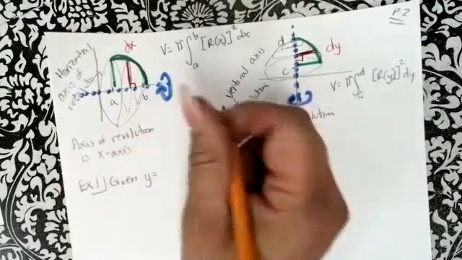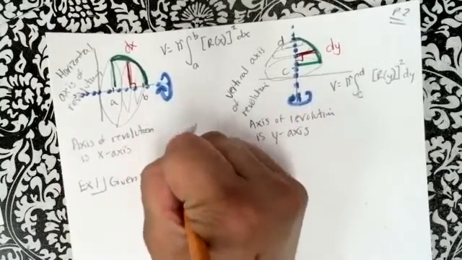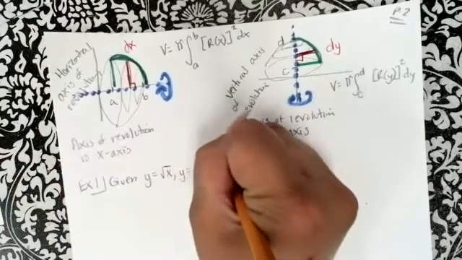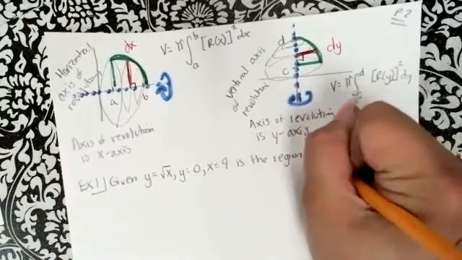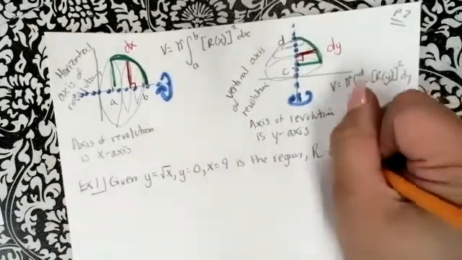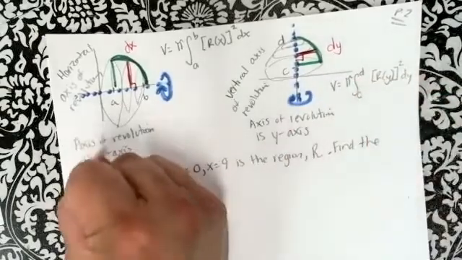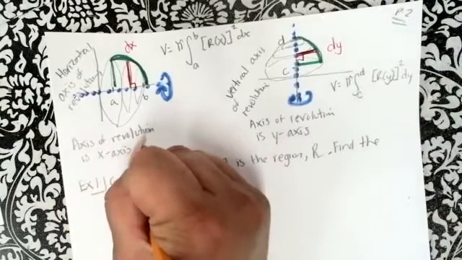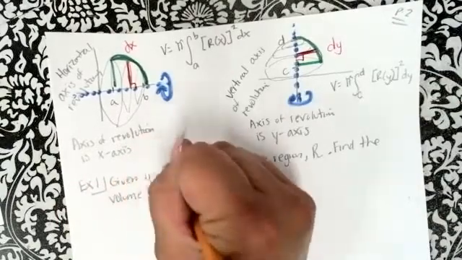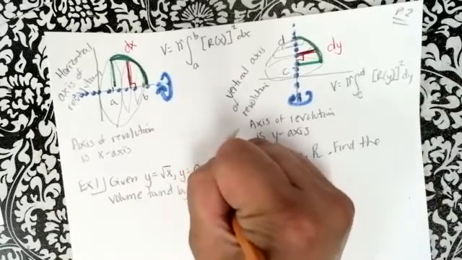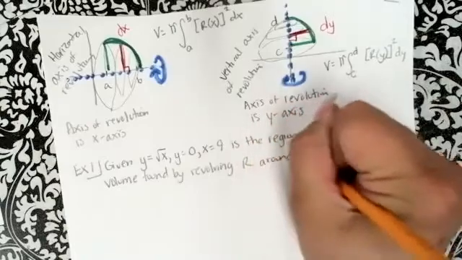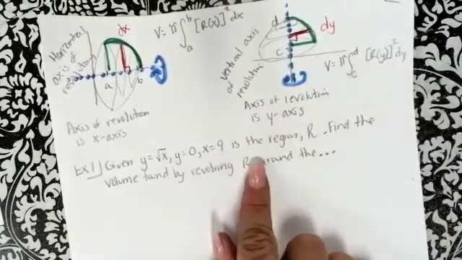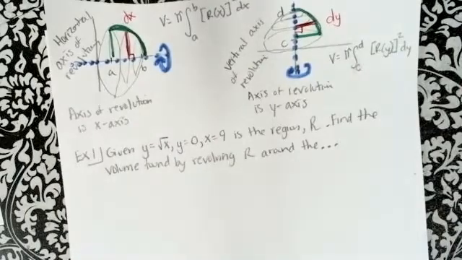So given y equals the square root of x, y equals 0, and x equals 9, is the region R. Find the volume found by revolving R, which is the region, around the... now I'm going to do the same graph, but I'm going to change the axis of revolution.